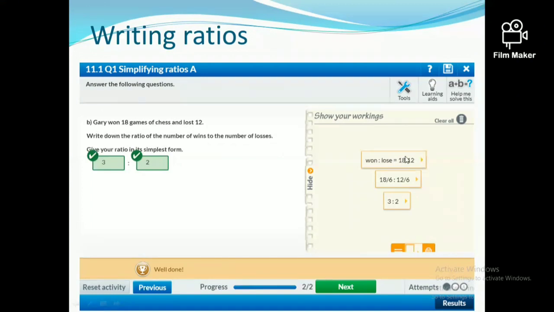So you can say 18 and 12 are both divisible by 6. Therefore, I can divide 18 by 6, that is 3. 12 divided by 6, that is 2. So the simplest ratio of 18 ratio 12 would be 3 ratio 2.